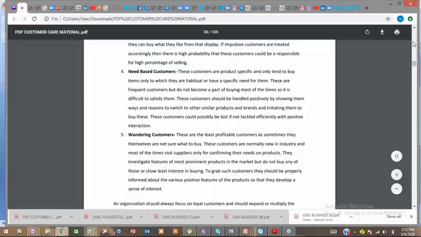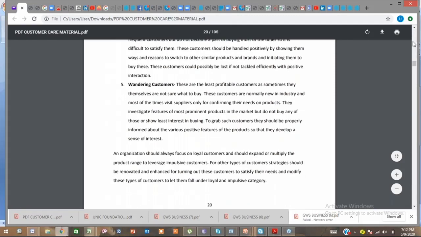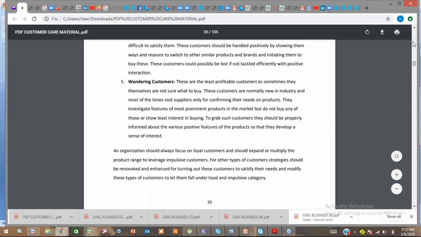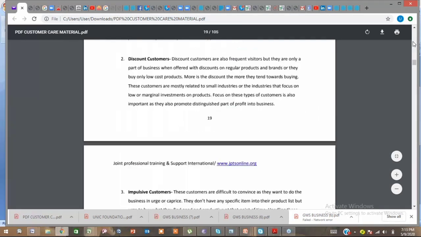We have need-based customers. These customers are product specific and only tend to buy items to which they are habitual or have a specific need. I have wandering customers. These are the least profitable customers, as sometimes they themselves are not sure of what to buy. They are wandering customers, just like someone that says, "I have money, I don't know what to do with money." So these customers are normally new in the industry and most of the time visit the supplier only for confirming their needs of products. So I want you guys to please take attention of this.